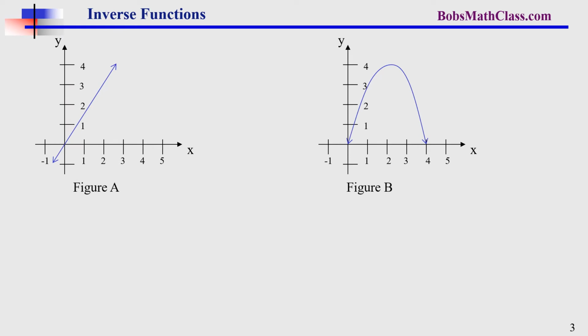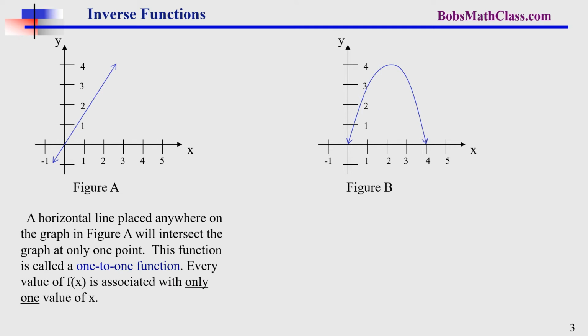Let's consider these two functions. Both figure A and figure B do represent functions because a vertical line will only intersect each of them once. So we want to know, are they one-to-one functions? Well, let's look at the first one. If you draw a horizontal line anywhere on the graph, it will intersect at only one point. So this graph, figure A, is a one-to-one function. Another way of saying that is that every value of f of x, so every y value, is associated with only one x value.